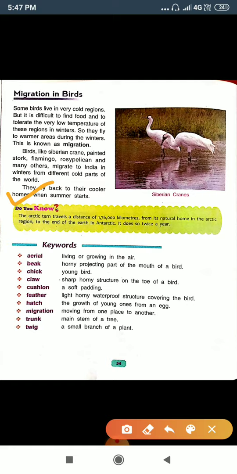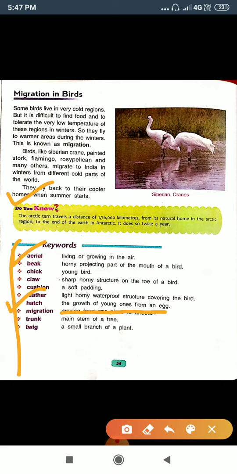Okay, and now see the keywords. In the keywords: aerial, beak, chick, claw, cushion, feather, hatch, migration, trunk and twig. This is also very important. Aerial means living or growing in the air. And see this, hatch. Hatch means the growth of a young one from an egg. This is a new word for you, hatch, H-A-T-C-H.